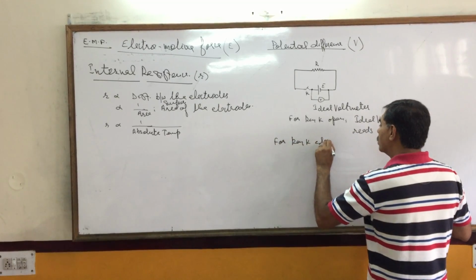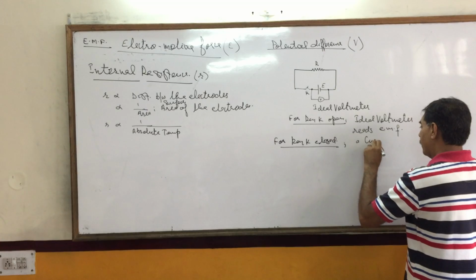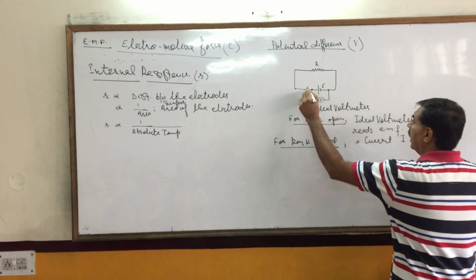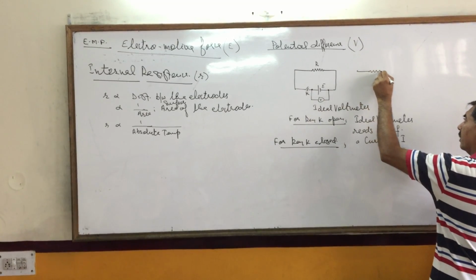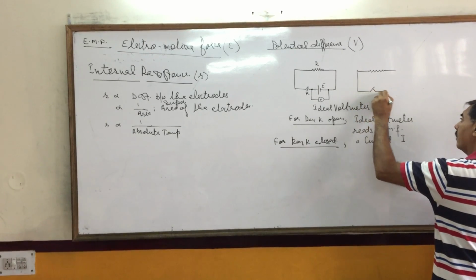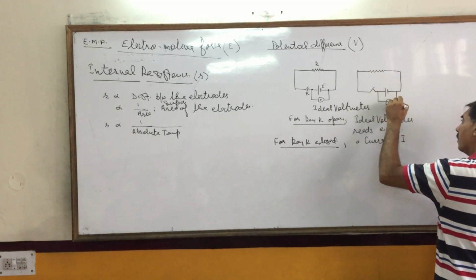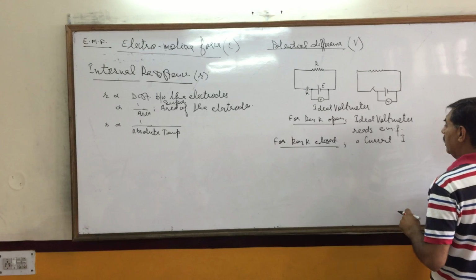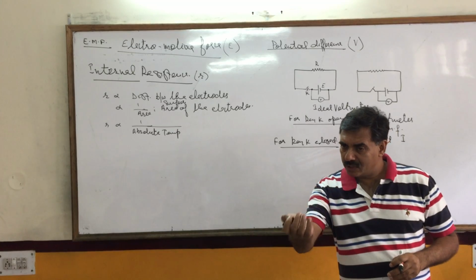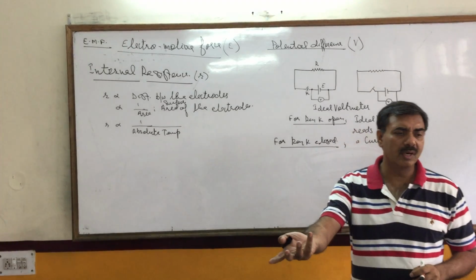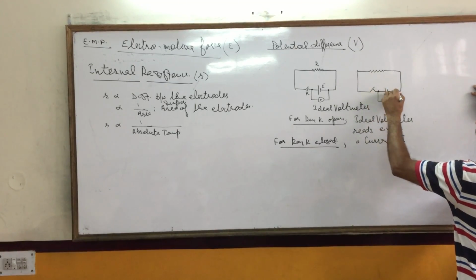For key closed, a current I flows. Yeah, let me draw another picture. Between the 2 points across which you have to find the potential difference, connect a voltmeter. The voltmeter reading is actually the potential difference between these 2 points.